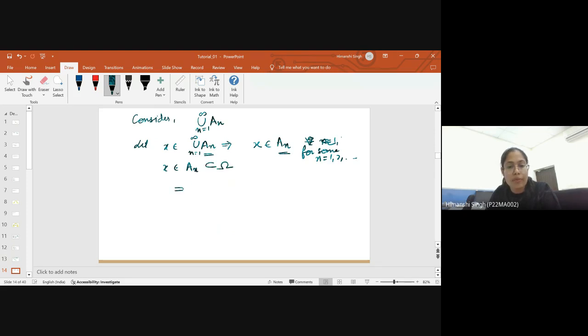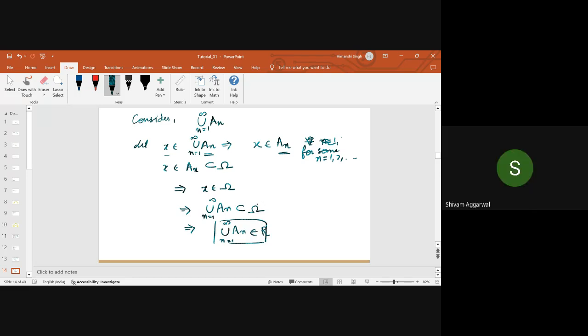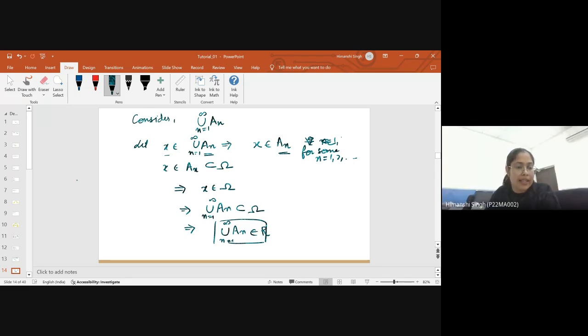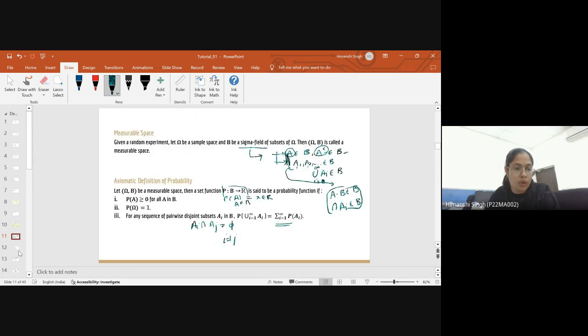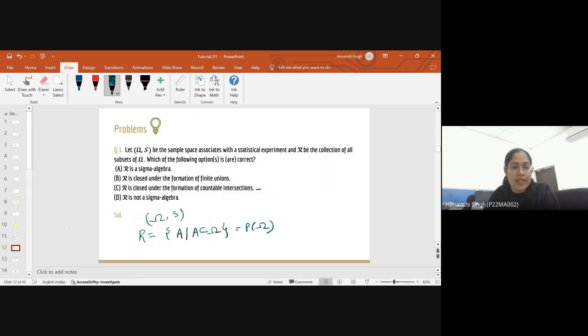Yes, ma'am. So what it implies is that x belongs to omega. So x belongs to the union and x belongs to omega. This is the condition that for any element which is in the union, that element is in omega. That implies that the union over n from 1 to infinity is contained in omega. So it is a subset of omega, which means this union belongs to R, because it is a subset of omega. So from these two conditions, we are getting that it is a sigma algebra, because both the conditions are satisfied.